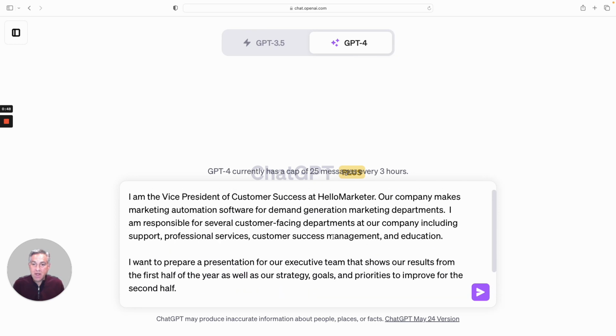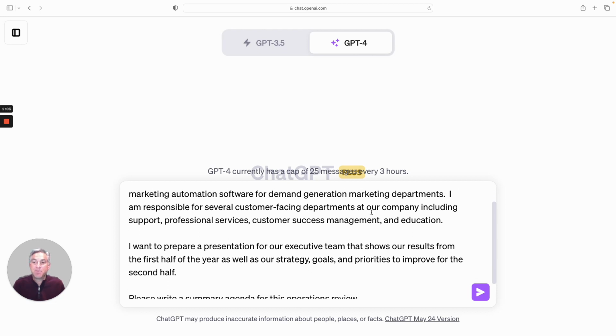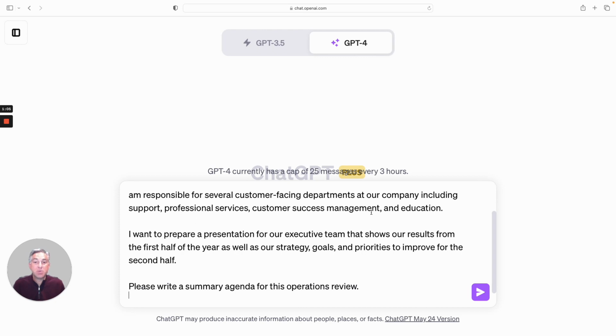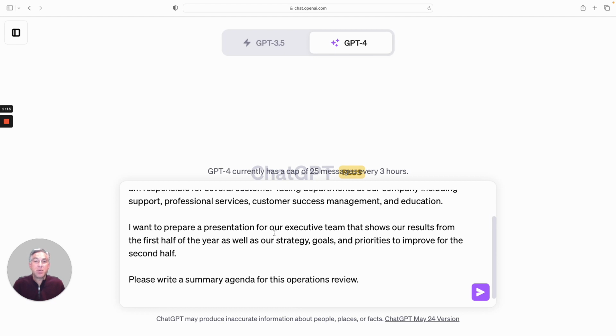So an example of a prompt that you could put in would be something like, I'm the vice president of customer success at the name of your company. In this case, the example is our company makes marketing automation software for demand generation departments. You can describe what you're responsible for, in this case, providing support, professional services, customer success management, and education across your departments. And you can describe then what you want to do.